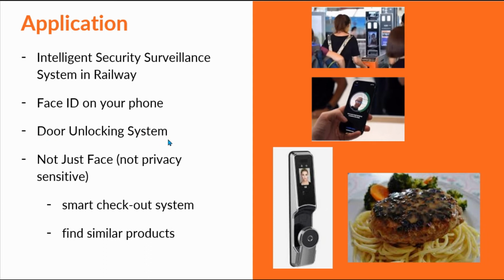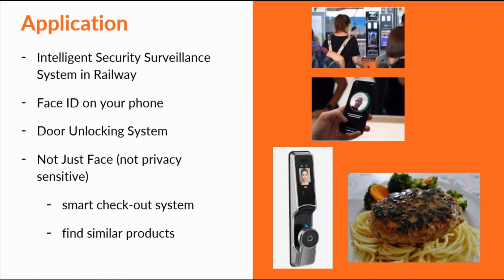And the door unlocking system, which is similar to Face ID. Some people might be worried about the privacy issue, so we also have some applications that are not so privacy sensitive. For example, we have the smart checkout system. We also have some functionality to find similar products. So let me just introduce the smart checkout system briefly.